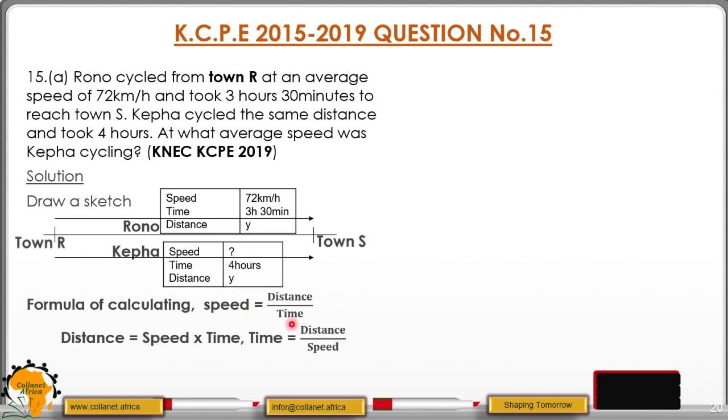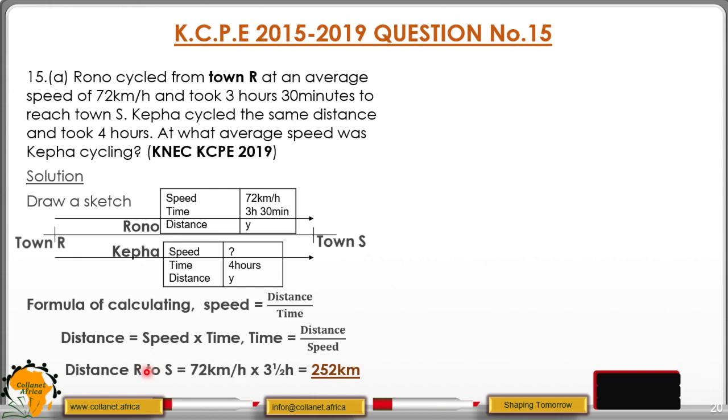How do you get this one from this? So you want to make this one the subject, so you multiply both sides by time. So distance will be speed times time. And when you want to get time, it is being multiplied by speed, so you divide by speed, so time will be distance over speed.